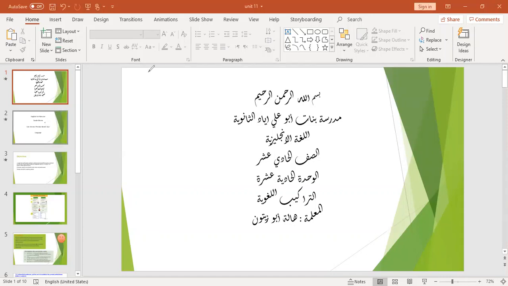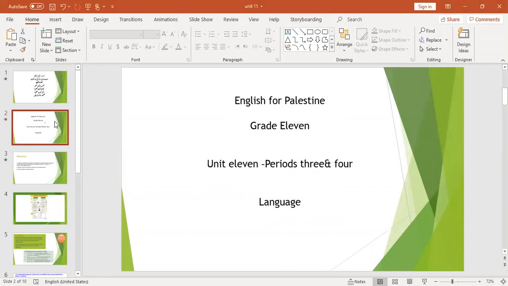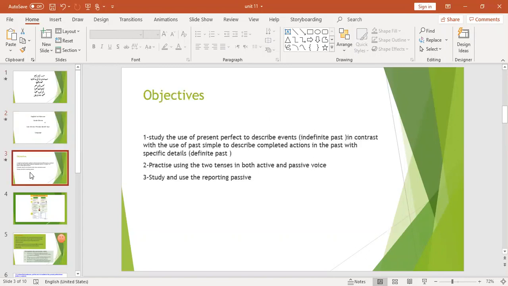Today we are going to start a new unit, that is Unit 11. We are going to focus on language, which is presented in periods 3 and 4. The main objectives for today's class: we are going to study the use of present perfect in contrast with the use of the past simple. We are going to go through that in detail.